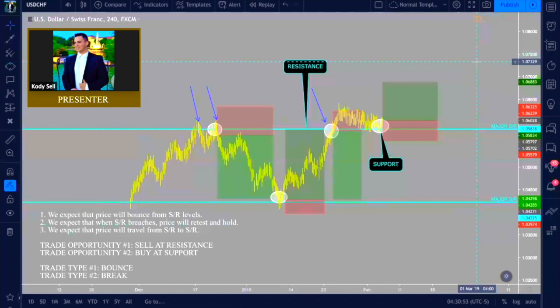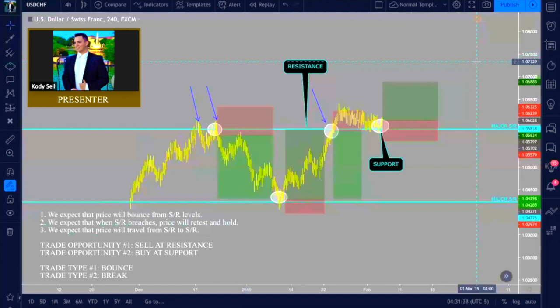Now, what about for targets? Where do we expect price will go in any given instance based on the theory of horizontal support and resistance? Well, the idea behind support and resistance is that price moves between one S&R level to another. It's that simple. So when we're looking to place our trades and we are identifying a target or a take profit zone, we need to be looking at the next major support and resistance that we have marked as our target. It's that simple. That's your target every time based on horizontal support and resistance.